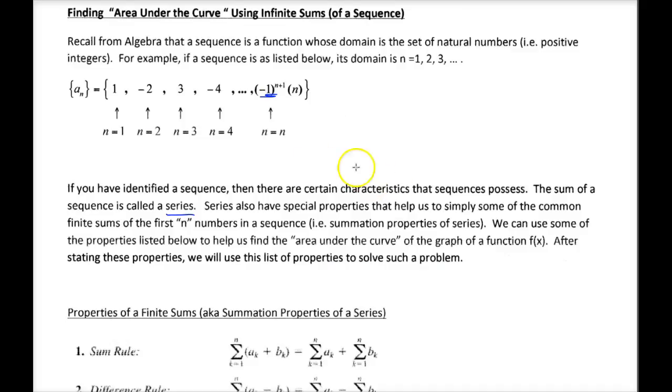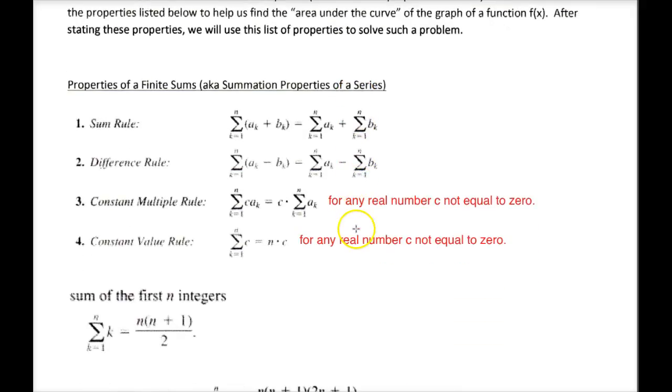Starting back here, series also have special properties that help us simplify some of the common finite sums in the first n numbers of a sequence. That is to say, the summation properties of a series. We can use some of those properties listed below to help us find the area under the curve of a graph. After stating these properties, we will use this list to solve such a problem.